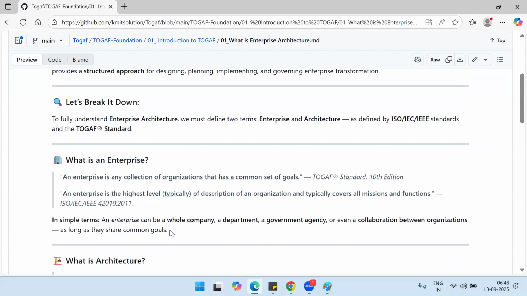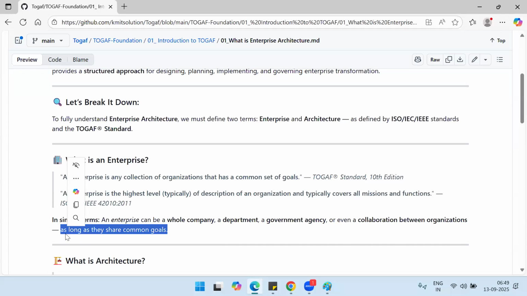So what TOGAF says, okay. An enterprise is any collection of organizations that has common goals. That is the TOGAF standard definition. It also has one more definition: an enterprise is the highest level, typically a description of an organization, and typically covers all missions and functions. In simple terms, an enterprise can be a whole company, a department, a government agency, or even a collaboration between organizations, as long as they have the common goal. So the main thing is the common goal.